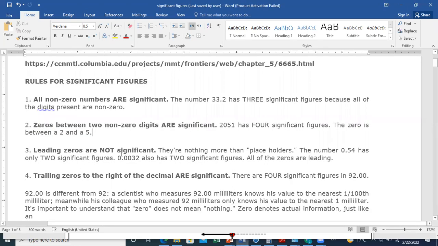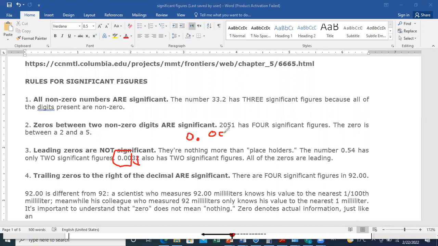Yeah, leading zeros are not significant. يعني هول ما بحسبهم. اذا بكتب 0.0032 اوكي ما بحسب ال 0.00، بحسب بس 3 و 2. بس اذا بس بحط 0.00 ساعتها بحسبهم.